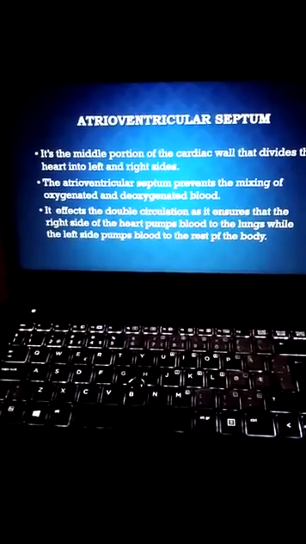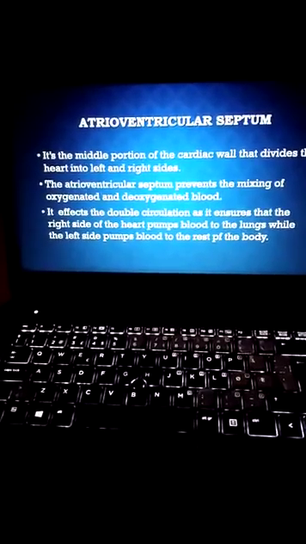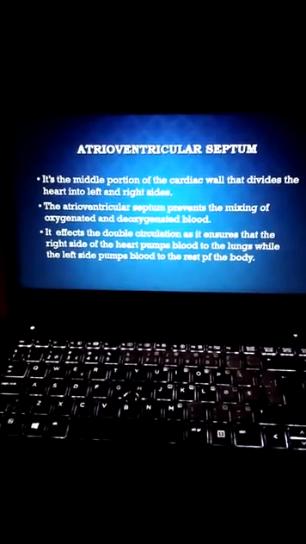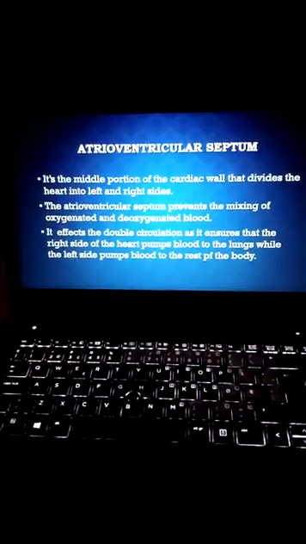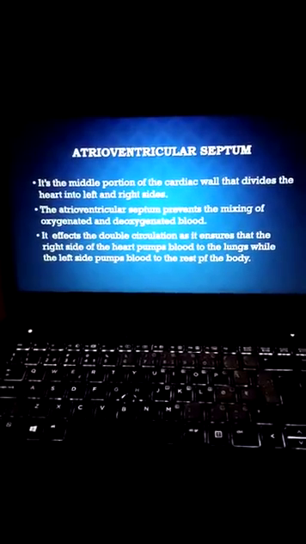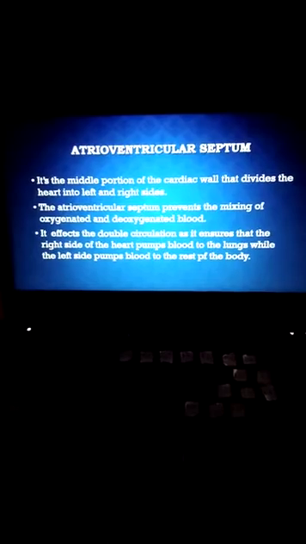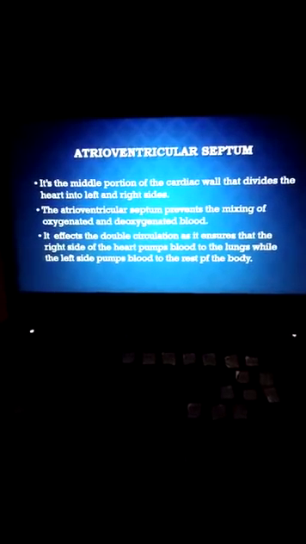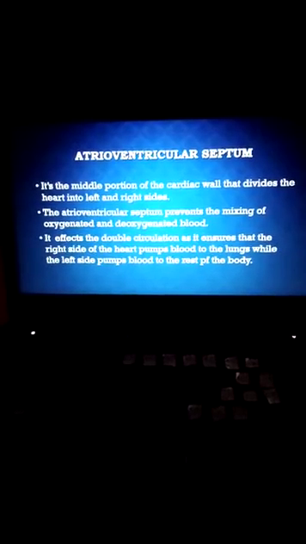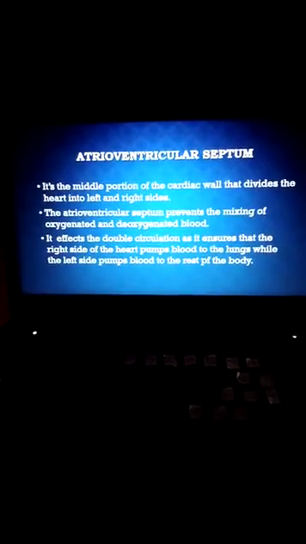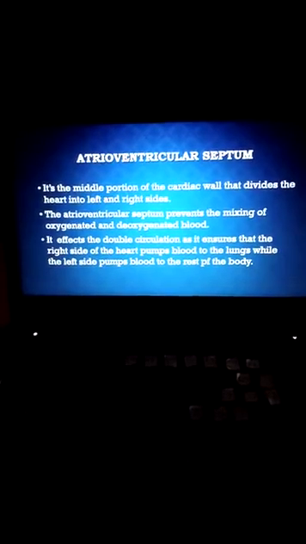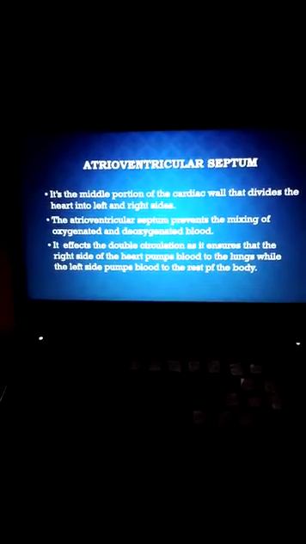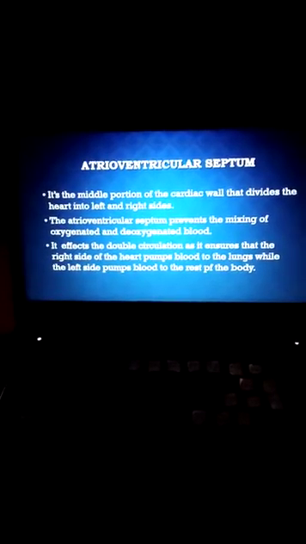And then we have the atrioventricular septum. What is a septum? A septum is like a wall. Okay? And normally it's found in the middle portion of the cardiac wall that divides the heart into left and right sides. And it prevents the mixing of oxygenated and deoxygenated blood. Otherwise, how could the blood be mixed? There would be some confusion somewhere, and the systems would not work properly.